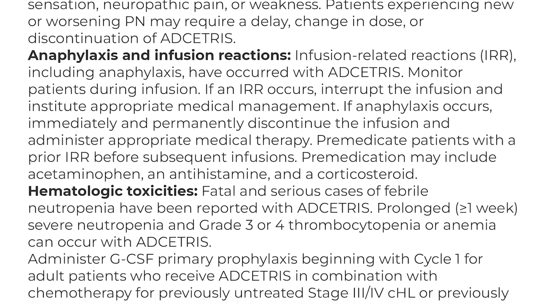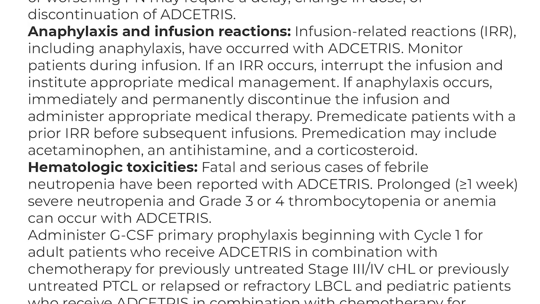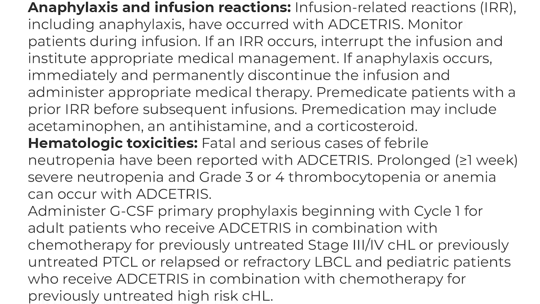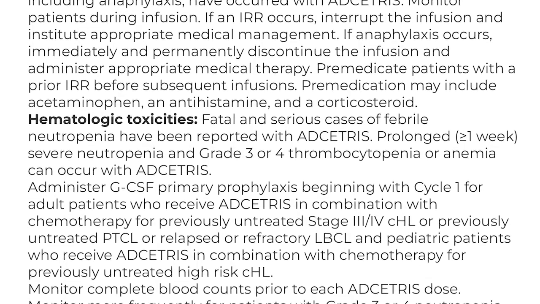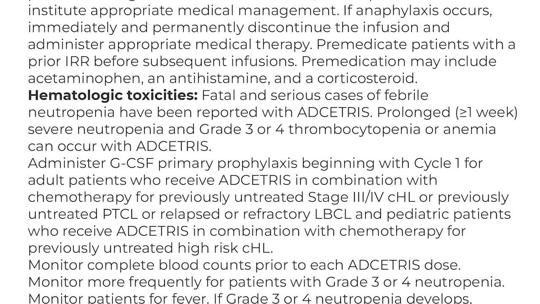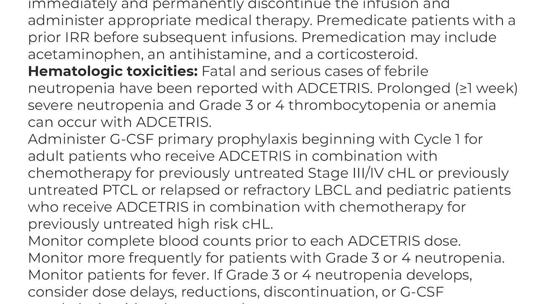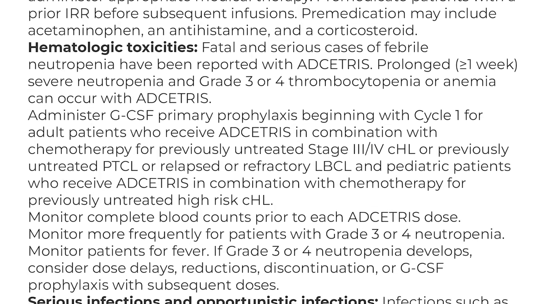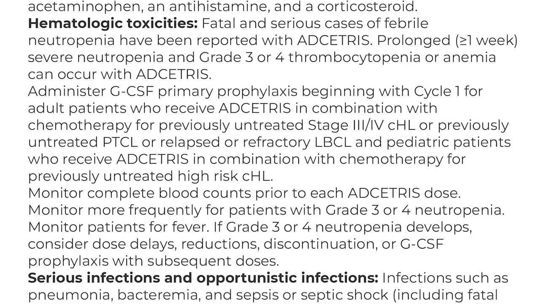Hematologic toxicities. Fatal and serious cases of febrile neutropenia have been reported with ADCETRIS. Prolonged, greater than or equal to 1 week severe neutropenia and grade 3 or 4 thrombocytopenia or anemia can occur with ADCETRIS. Administer G-CSF primary prophylaxis beginning with cycle 1 for adult patients who receive ADCETRIS in combination with chemotherapy for previously untreated stage 3 or 4 CHL or previously untreated PTCL or relapsed or refractory LBCL, and pediatric patients who receive ADCETRIS in combination with chemotherapy for previously untreated high-risk CHL.